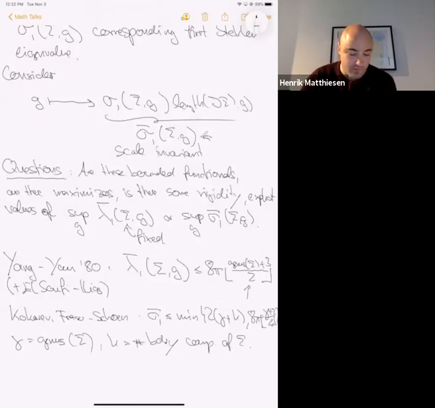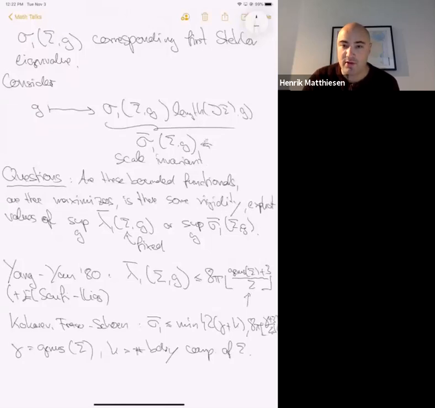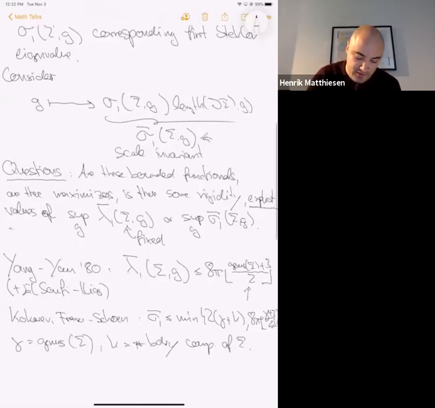Okay, so here you have that these functions are bounded, and a recurring topic in modern differential geometry is actually this question here: finding these explicit values. Let me give you a short history of that problem.